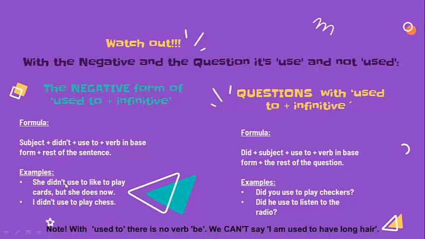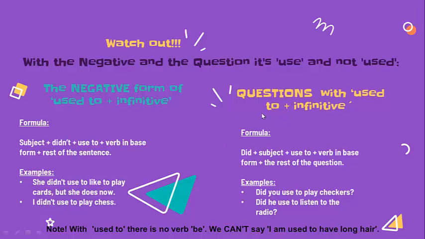Okay, we have didn't. That's why we don't have this verb in past simple, because we already have the auxiliary here. The same happens with the second example. I didn't use to play chess. Okay, as you can see, we don't need to add the d at the end of the verb use, because we already have the auxiliary did.